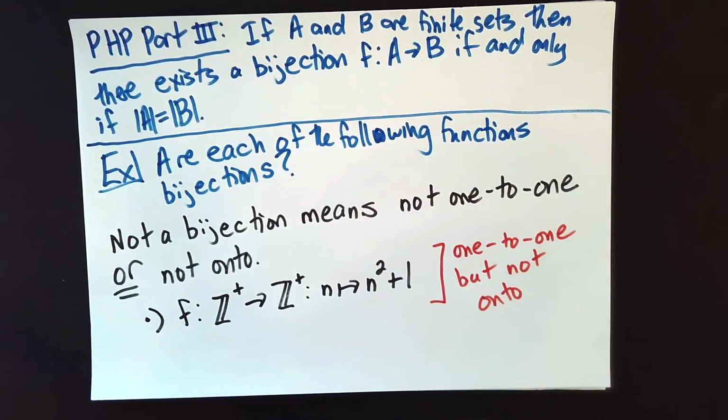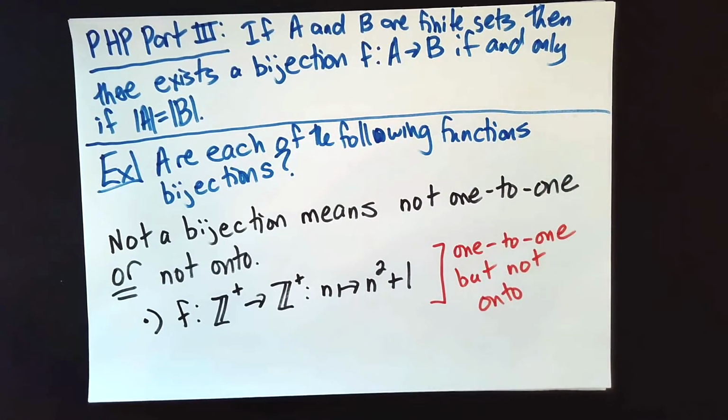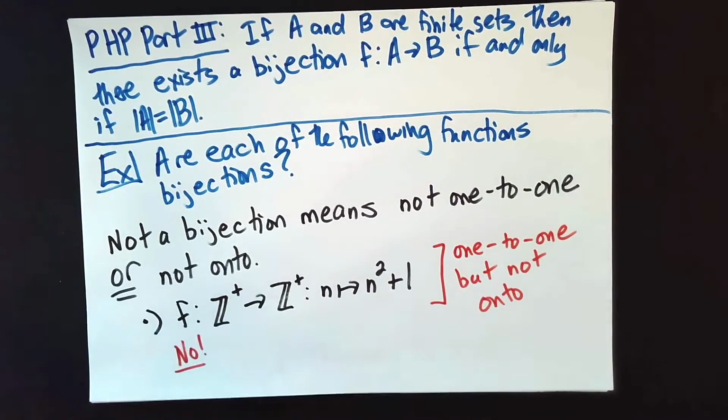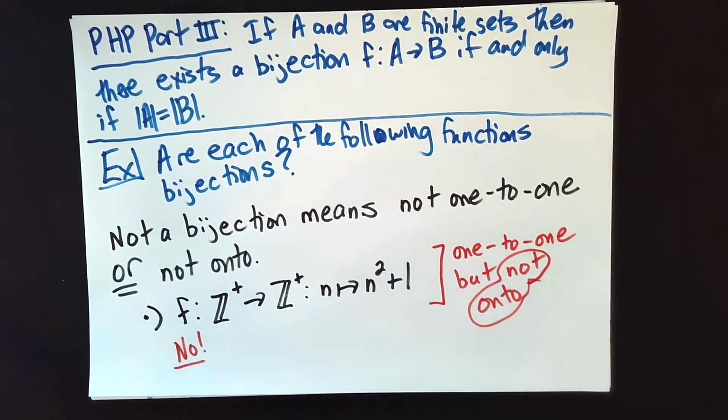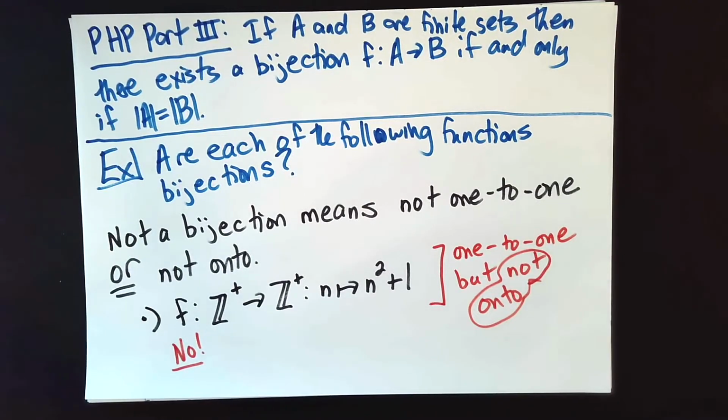So which of these things do I have to prove in order to prove that this thing is not a bijection? And that's right, I have to show that this thing is not onto. The fact that it is one-to-one, I could prove, but it doesn't show anything that's relevant to the question.